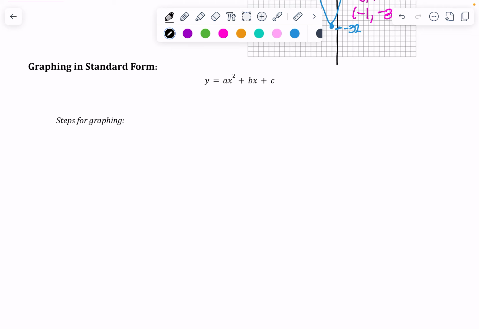So let's summarize everything we just did in that last problem and write down just a couple of steps on how we can graph when we're in standard form. The very first thing that we need to do is identify the stretch, just like we did earlier, just like with vertex form. So this is the value or the number before x squared.